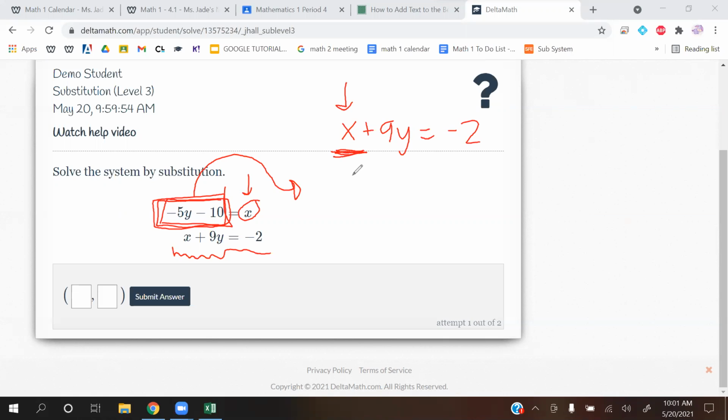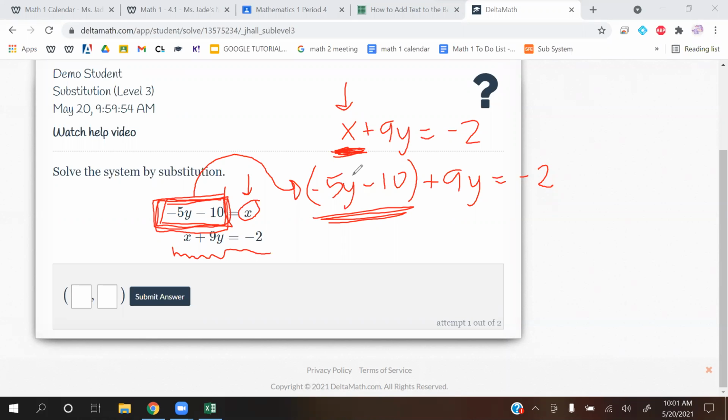So instead of this x here, which was me, you're going to put the negative 5y minus 10. That's the substitute teacher. And you're going to put it in the classroom. So plus 9y equals negative 2. So literally all I did was I took me and I replaced it with a sub teacher. Took the x and replaced it with this thing that x is equal to.